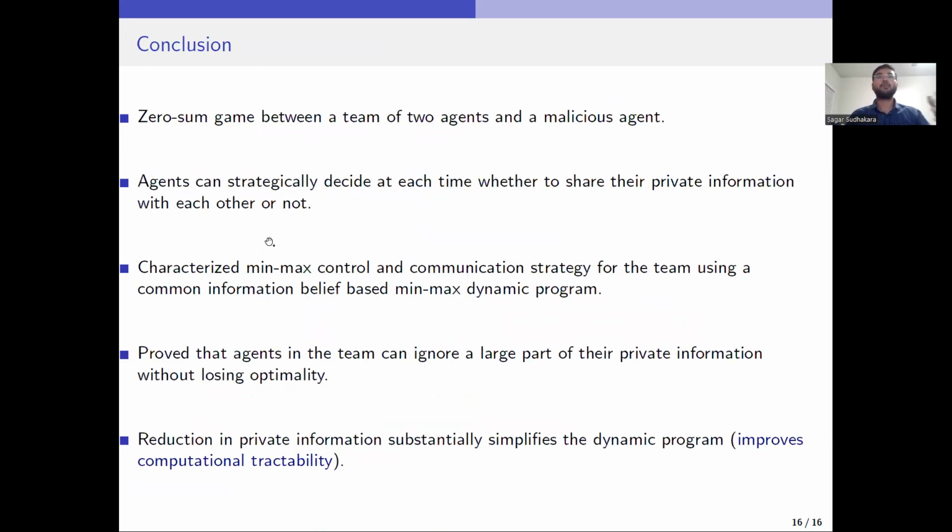So the conclusion of our paper is that a zero-sum game between a team of two agents and a malicious agent is discussed. Agents can strategically decide at each time whether to share their private information with each other or not. We characterized the min-max control and communication strategy for the team using a common information belief-based dynamic program. We prove that agents in the team can ignore a large part of their private information without losing optimality, and this reduction in private information substantially simplified our dynamic program, which in turn improves the computational tractability. Thank you.